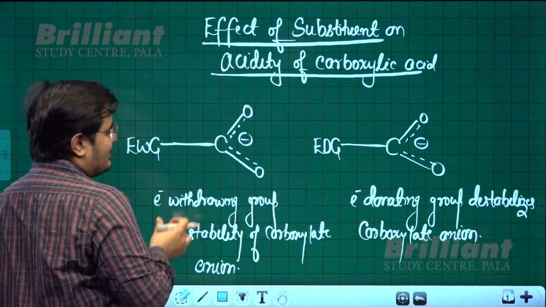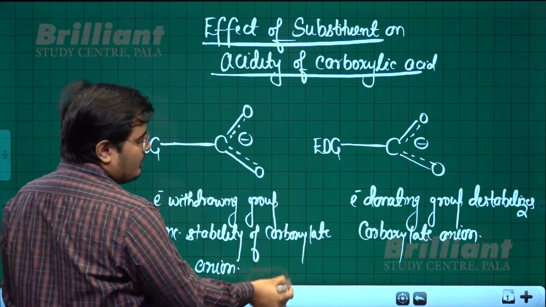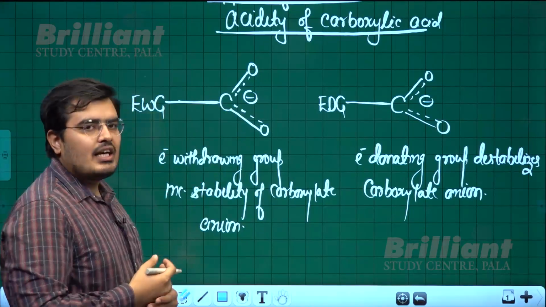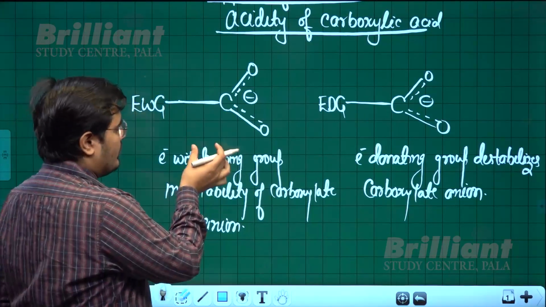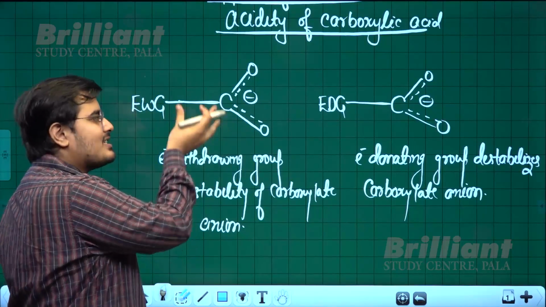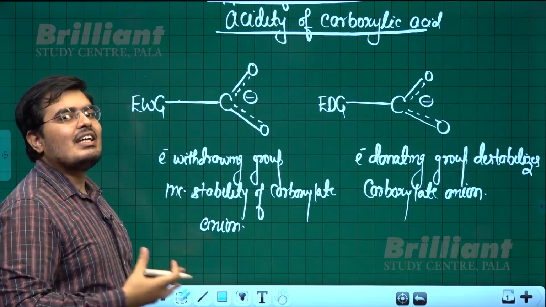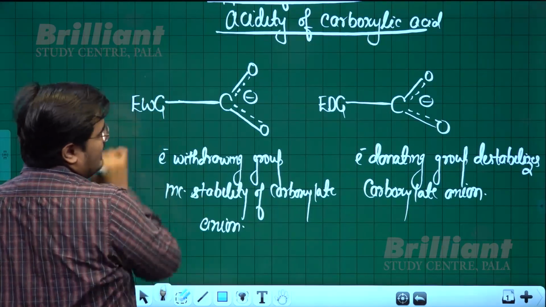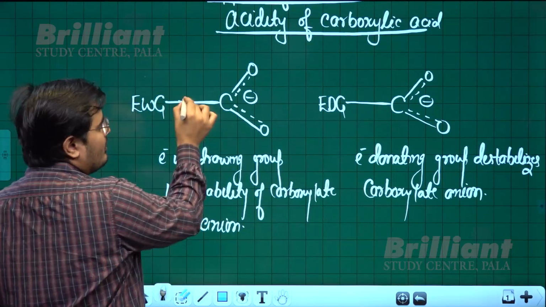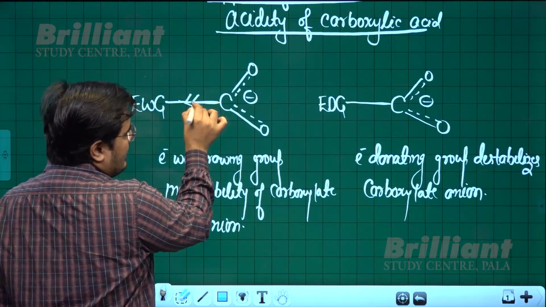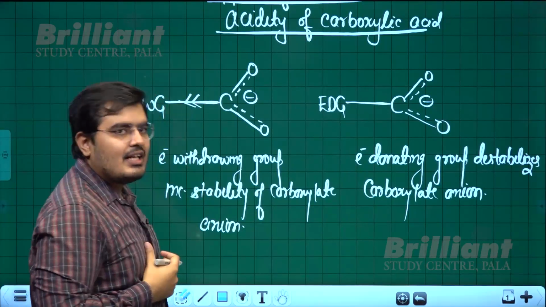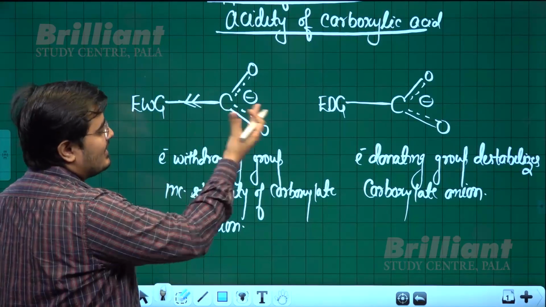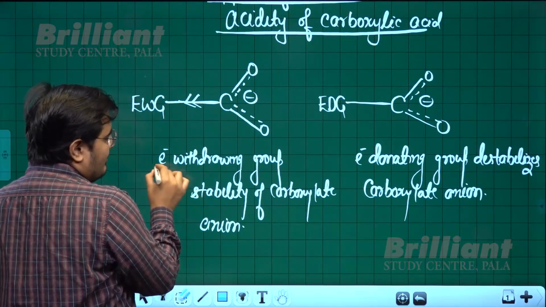Now let's try to understand what effect the substituents are going to have on the stability of this carboxylate anion. Since the carboxylate anion is a negatively charged species, we know any group that helps in dispersing this negative charge will actually increase the acidity of carboxylic acid. For example, if I put an electron withdrawing group, it will pull away the electron density from the carboxylate anion, and hence it will decrease the electron density and increase the stability. So that is what I have written.